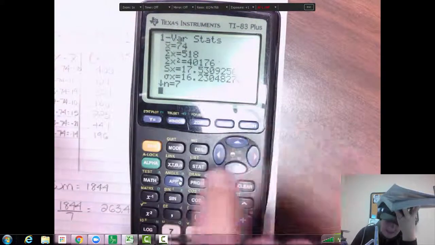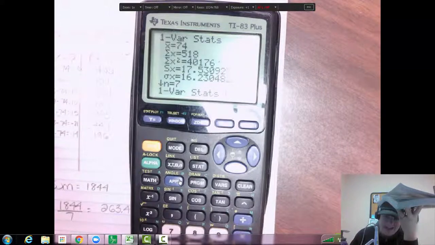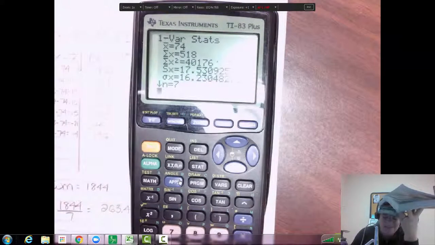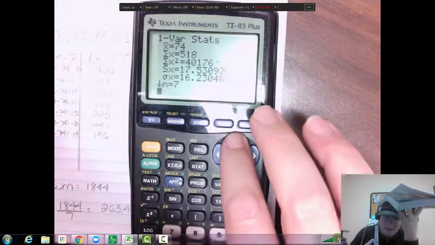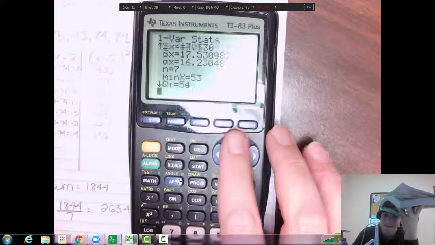So this is, again, I hit stat. I went over to calculate, I hit enter on the first one, and I have to hit enter again to get it to actually come up, and then I can arrow back and forth. Once you click something, you can't arrow, so that kind of messes you up a little.